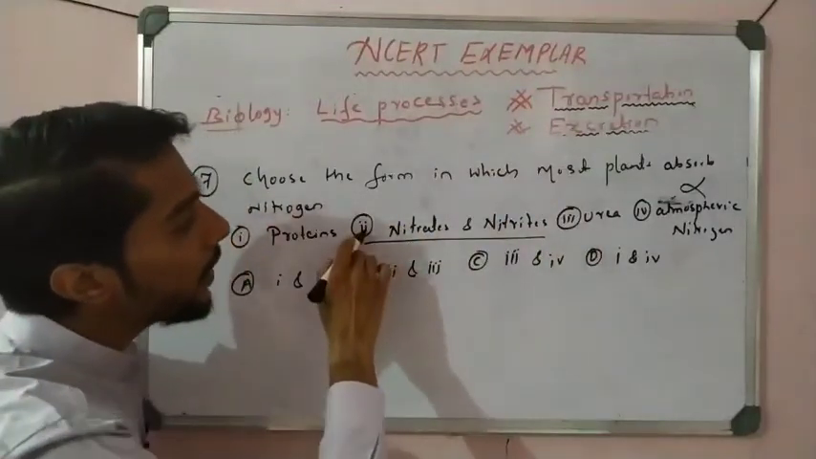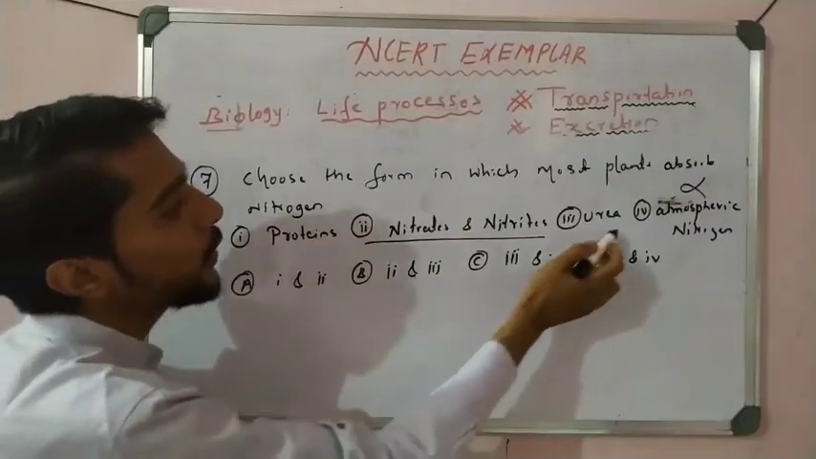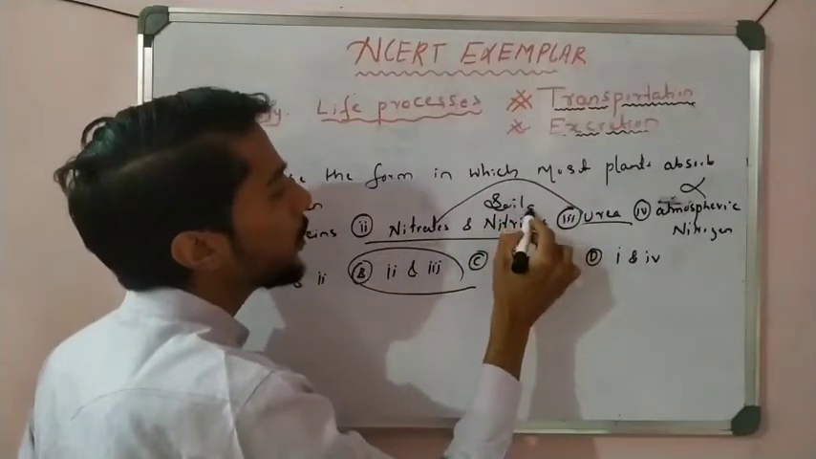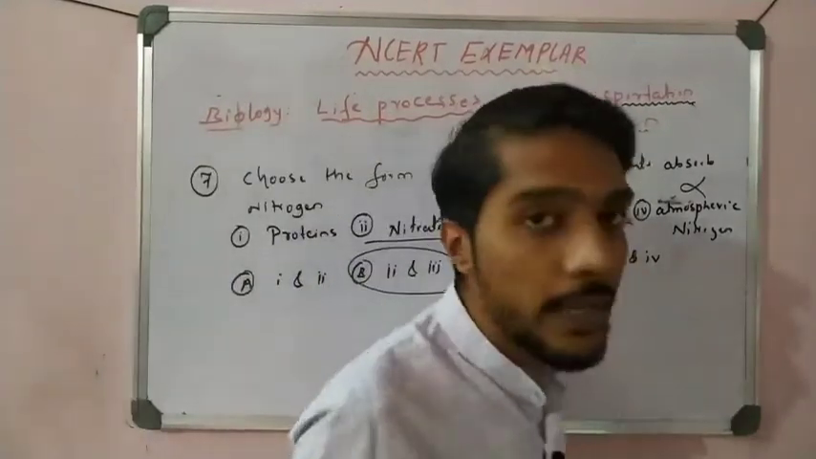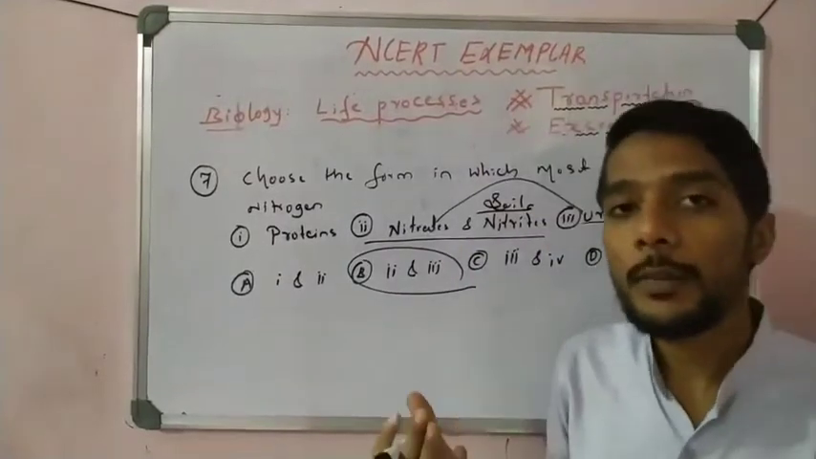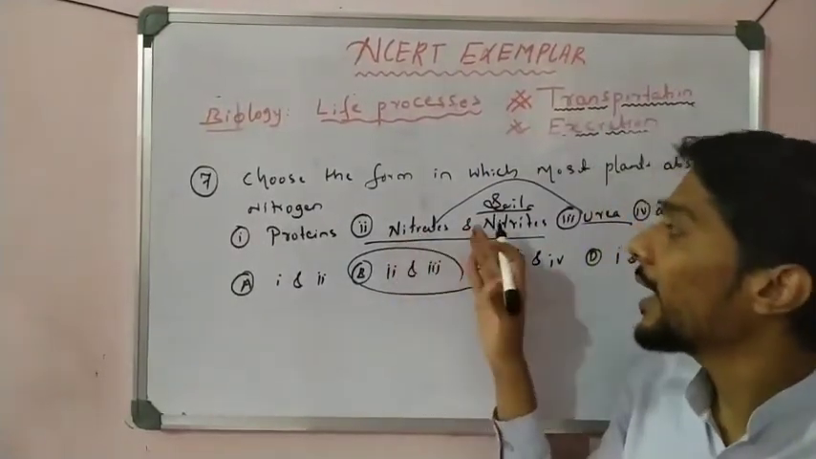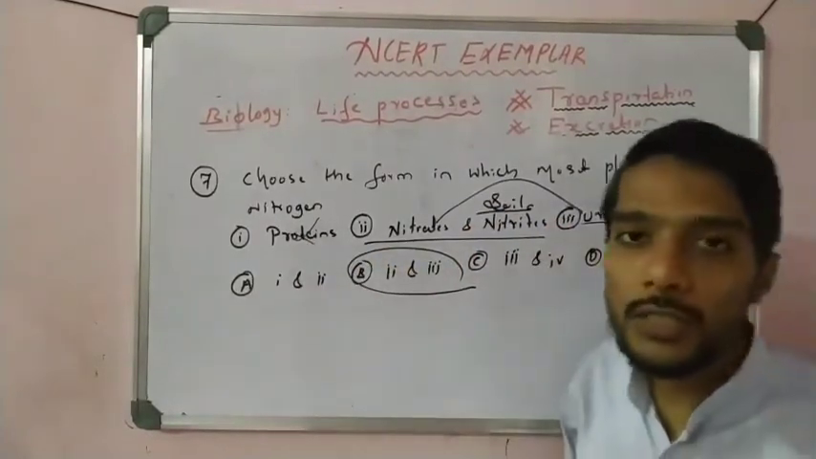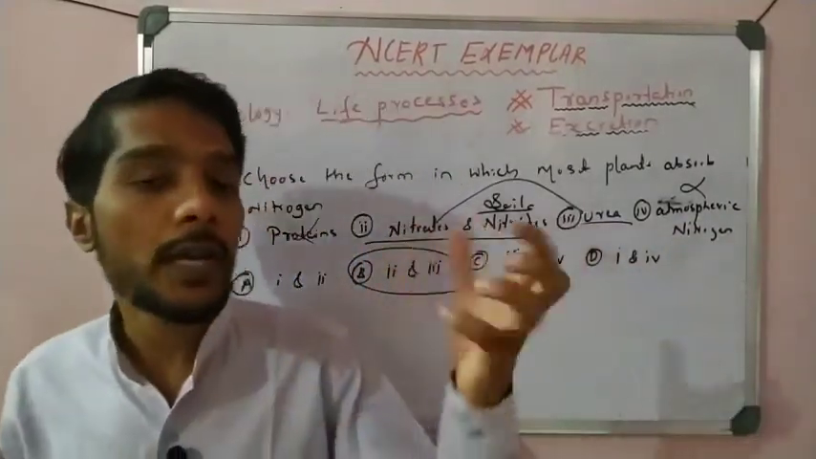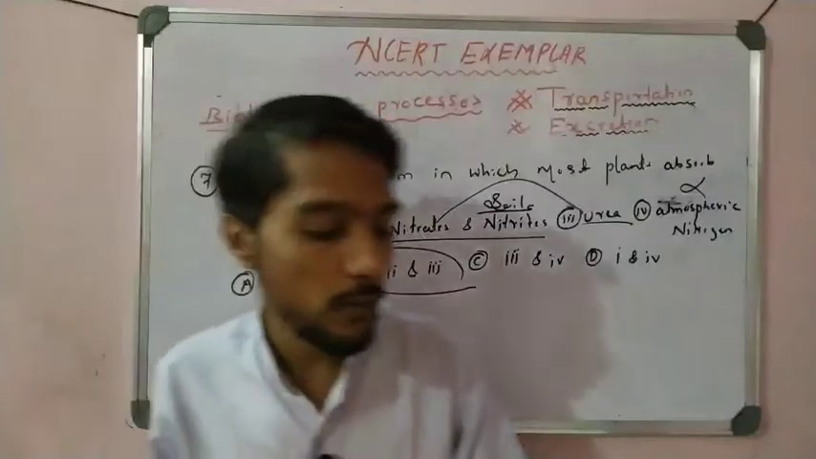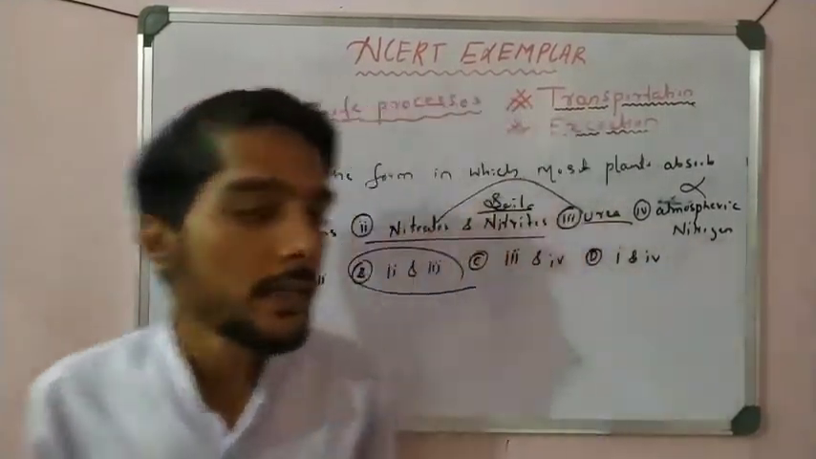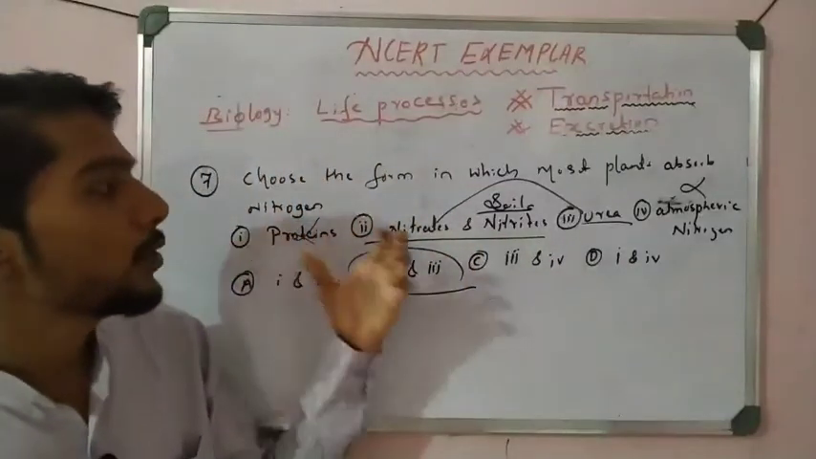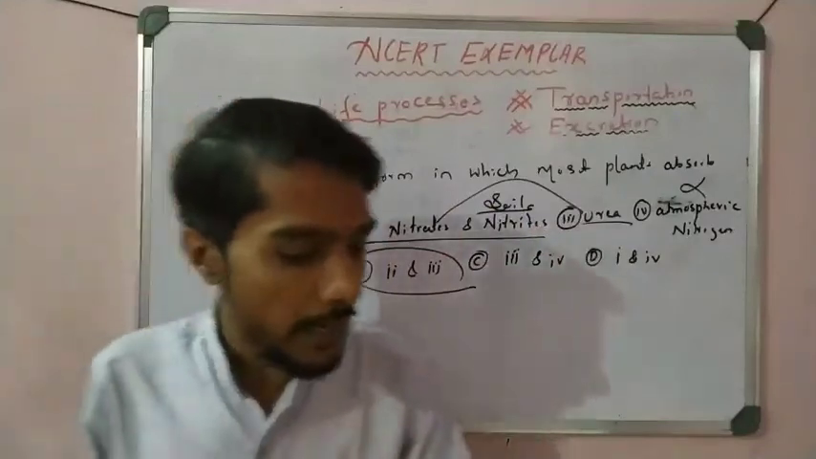So the second is correct, and the third is correct, urea is correct. Both are present in the soil, so they are easily available for the plants, which absorb them through the roots along with water and minerals. They take up nitrates, nitrites and urea from the soil. Proteins are not there, and plants are not able to take nitrogen directly from the atmosphere. So what is the answer here? Nitrites and nitrates and urea. These are the two forms in which the plant absorbs nitrogen, one is the urea form and one is the nitrates and nitrites form.